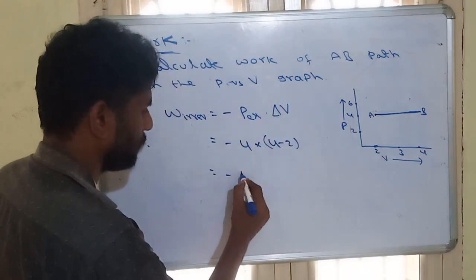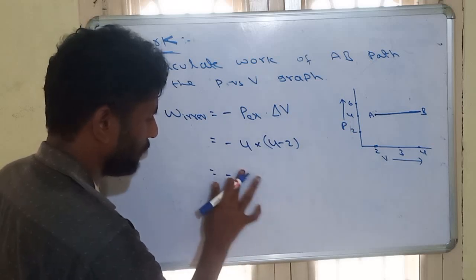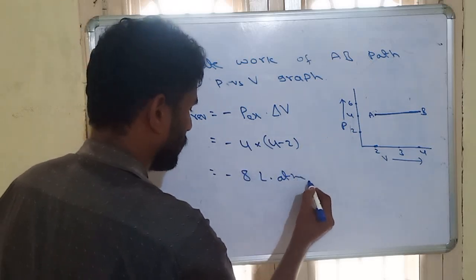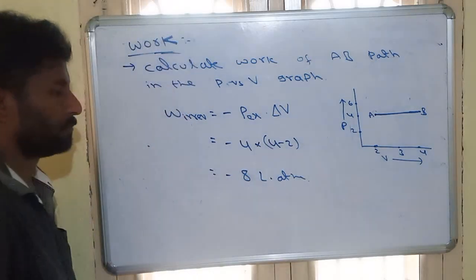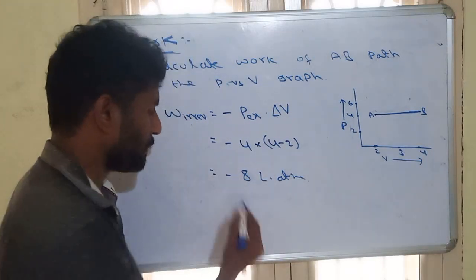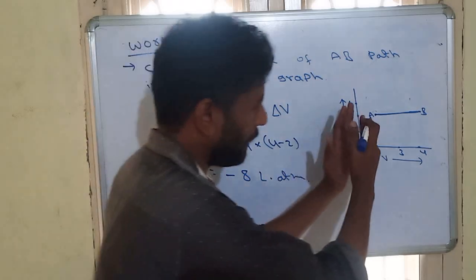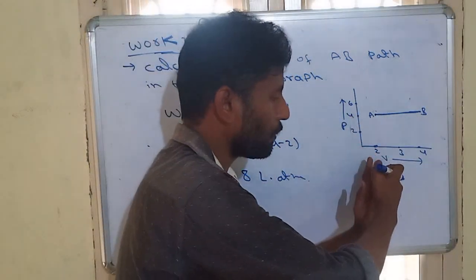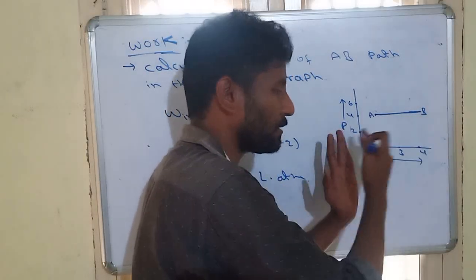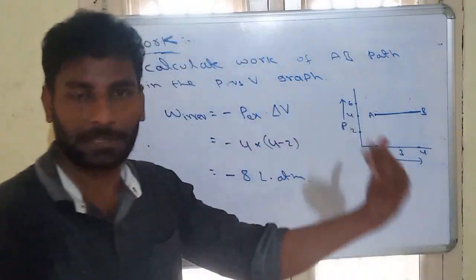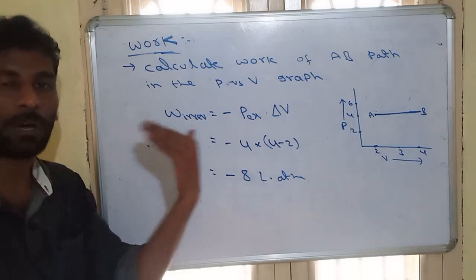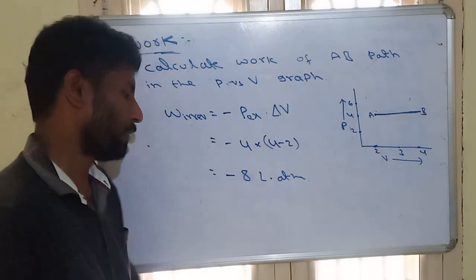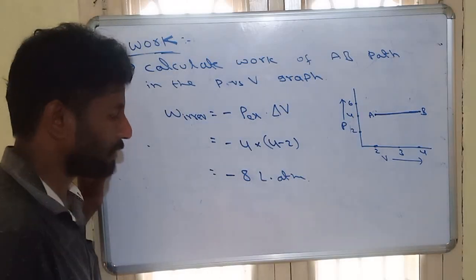So this will be 4 into 2, which is 8. The units are liters atmosphere. So minus 8 liters atmosphere. The sign will be negative because here the gas is expanding, from initial 2 liters to final 4 liters. That means the system is expanding, and when gas is expanding, that is called work done by the system. So the sign will be negative: minus 8 liters atmosphere.